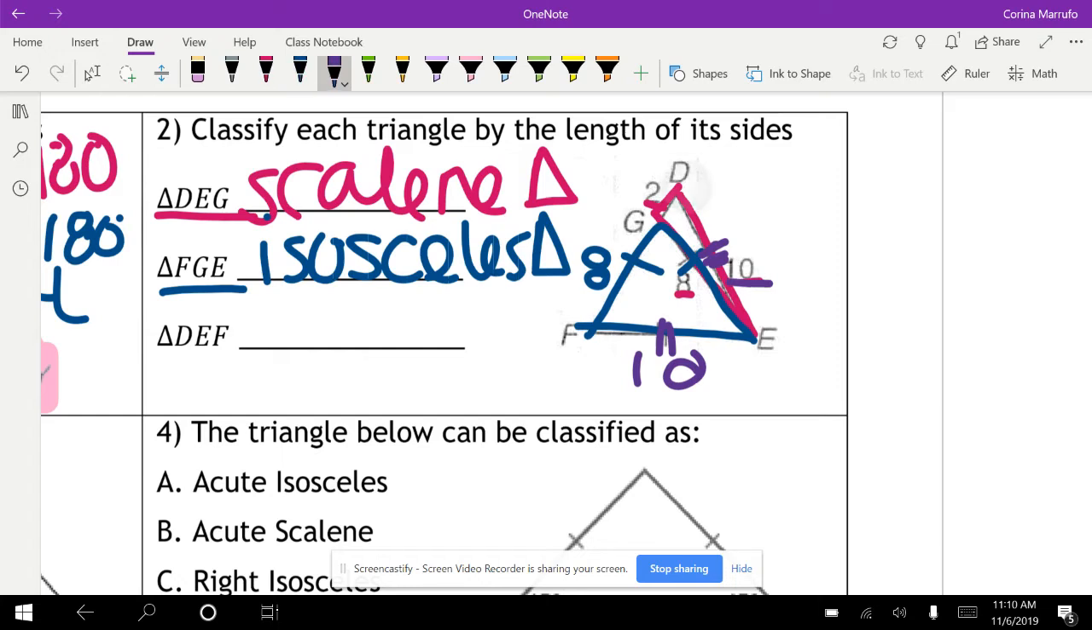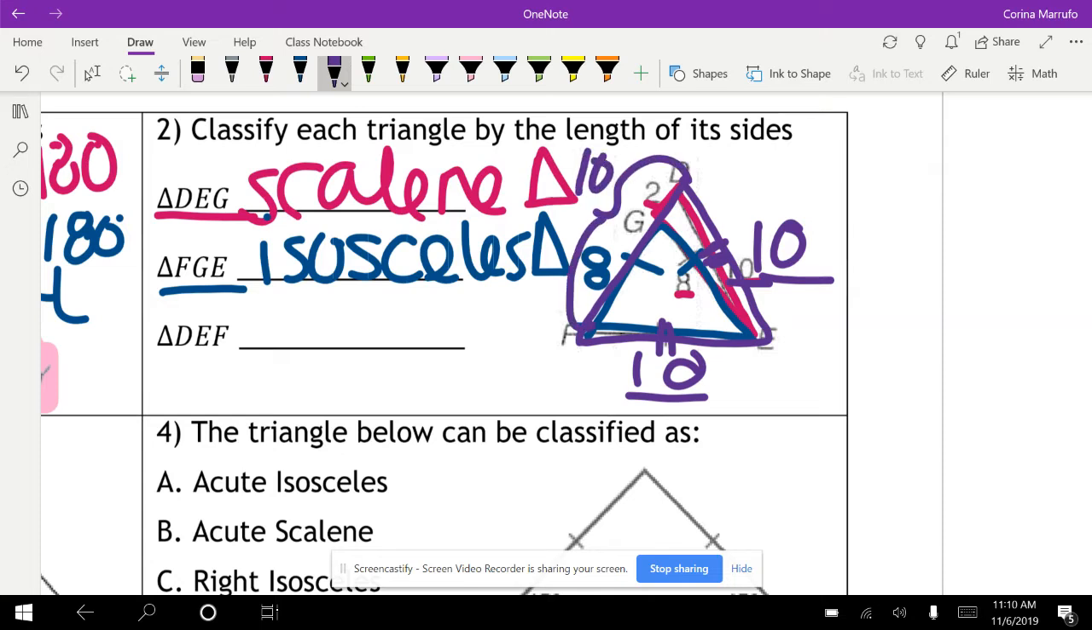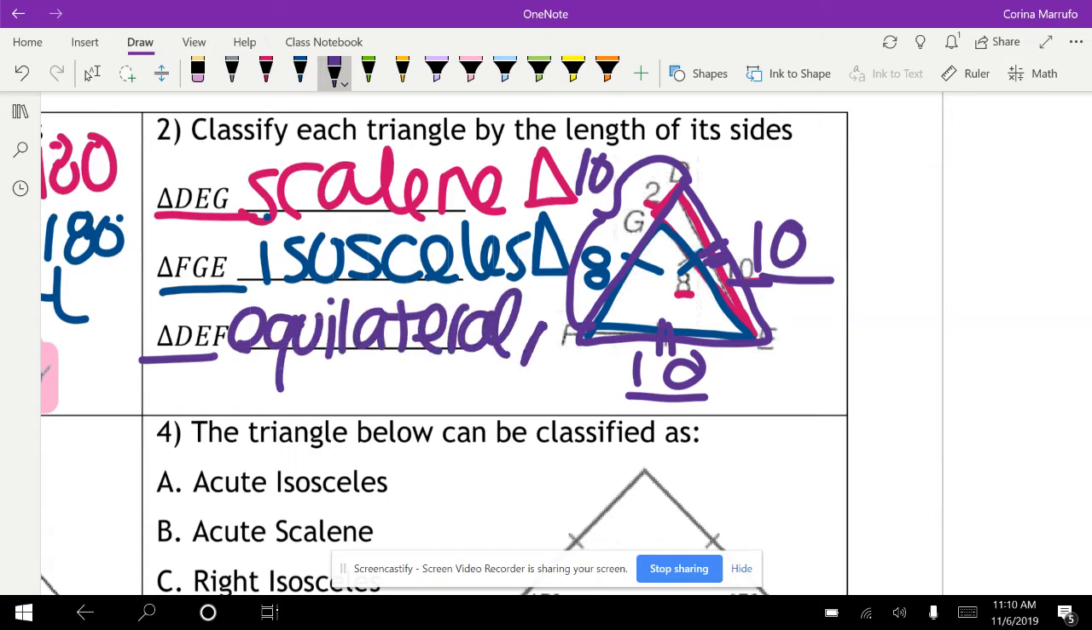Then we have triangle DEF. DEF is the whole thing. So from D to E to F, this whole thing. So they tell us this side is 10, this side is 10, and then this whole thing put together, 8 plus 2 also gives us 10. So this is an equilateral triangle.